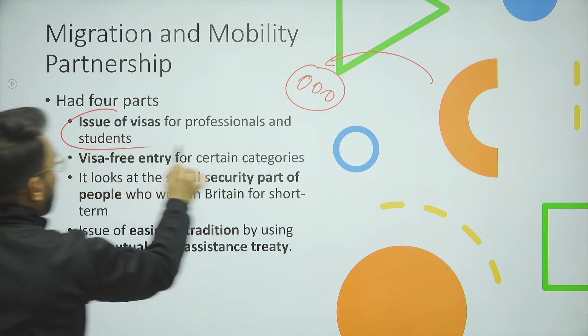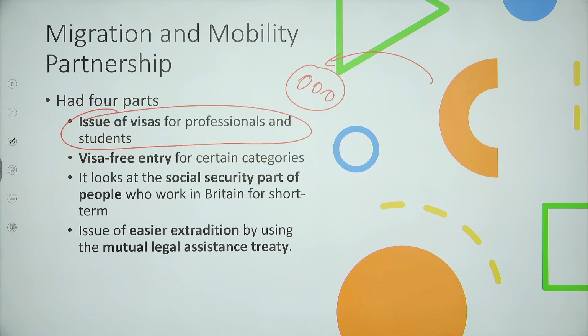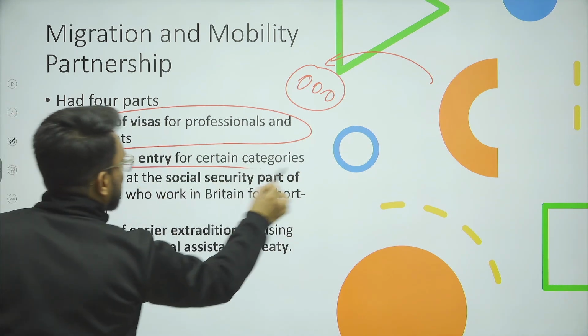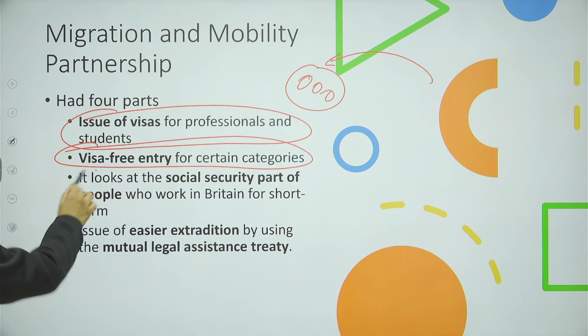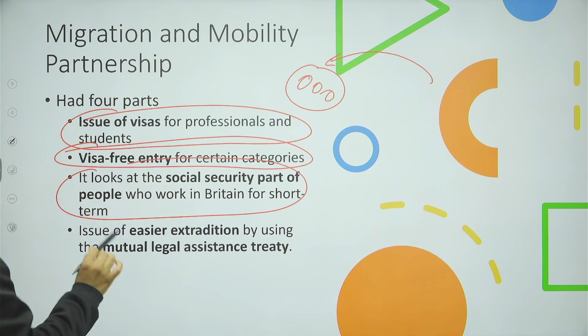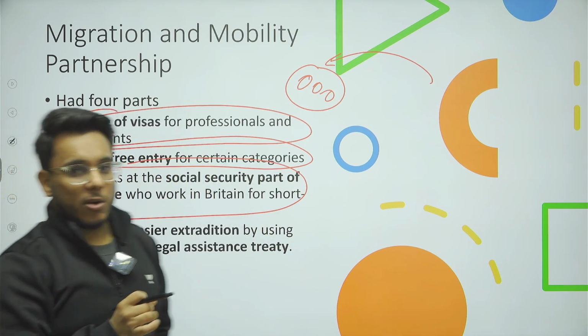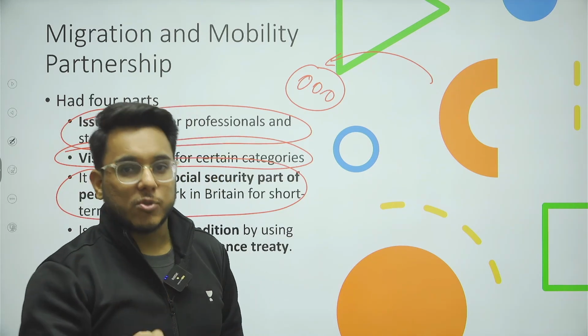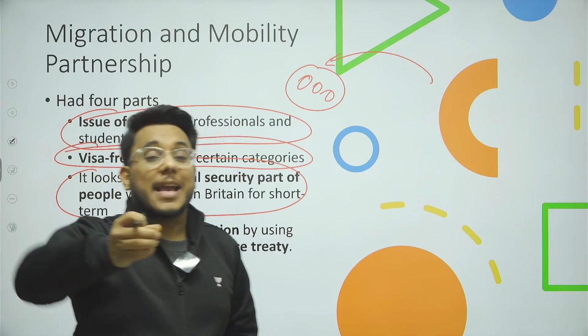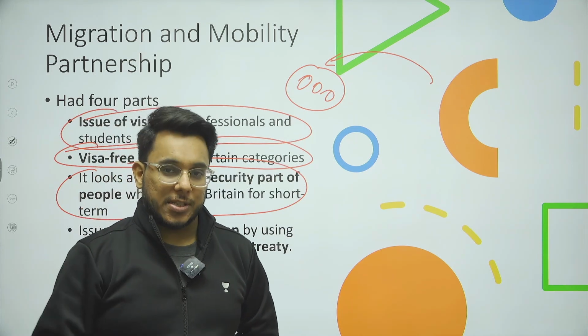Number 1, issue of visas for professionals and students, visa-free entry for certain categories of people, and social security. Indians who are working in Britain, their social security is to be taken care of, in terms of health, and in times of crisis, they are to be provided assistance.